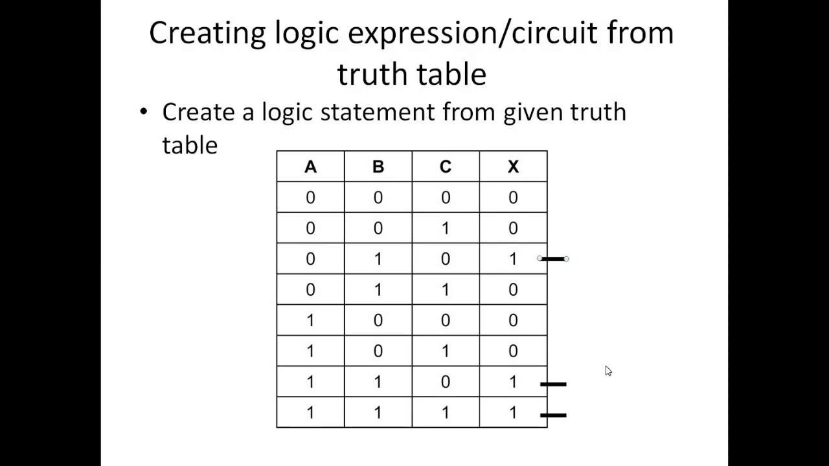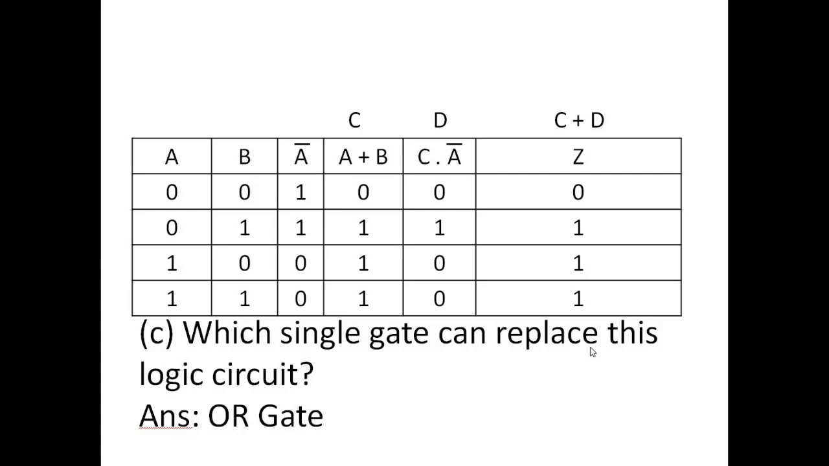If it was a different table where zeros were occurring less, then I would be marking zeros. For example, if this table was given to me, we have already solved this in our previous lecture. Over here there are 3 ones and just 1 zero, so in this scenario I'll be marking this zero. Whichever output, either 0 or 1, is occurring less in the output column, you are going to mark that. Okay, this is step 1.